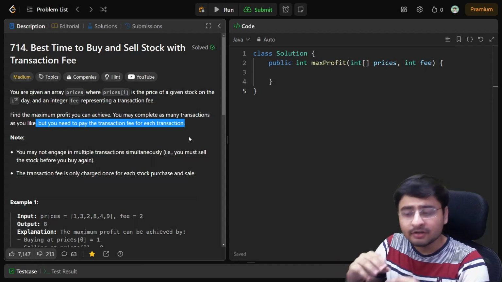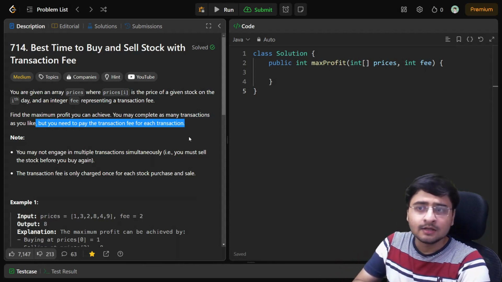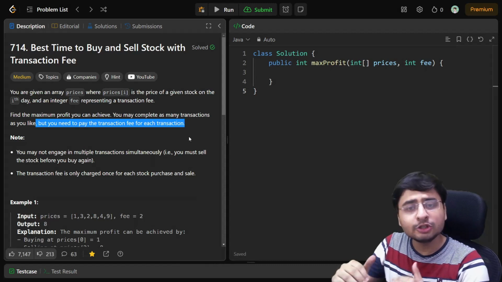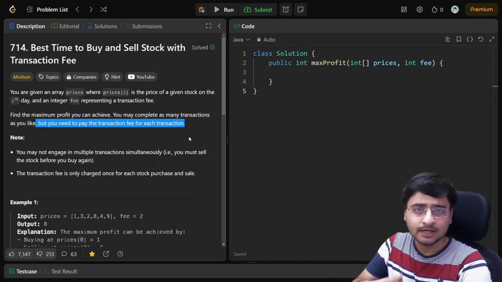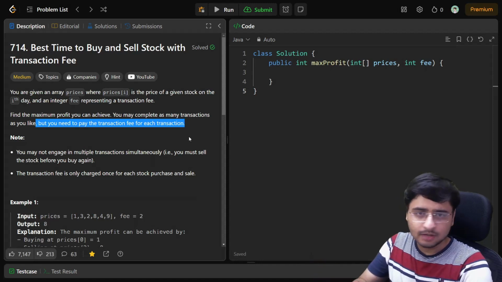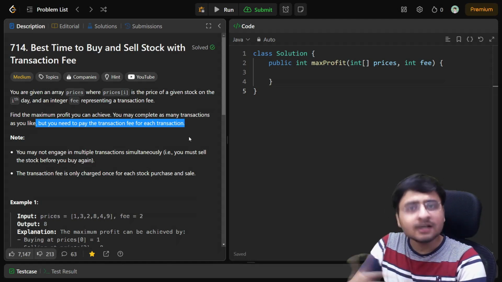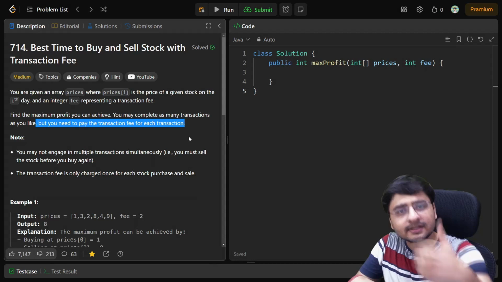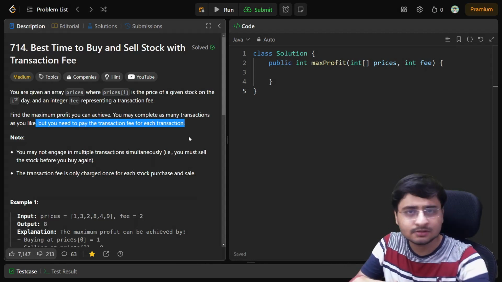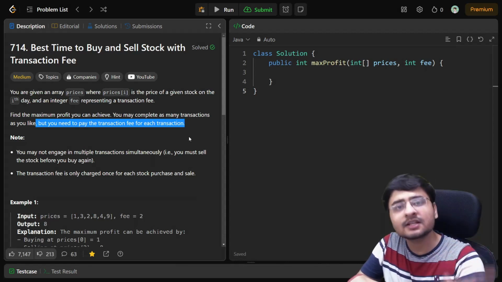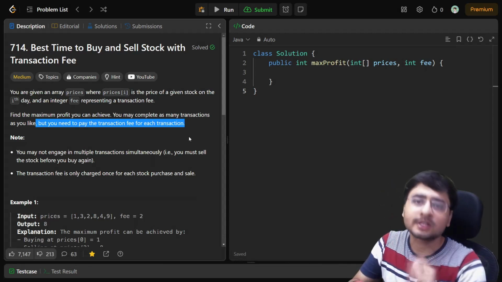Whenever you are doing a transaction, of course you're going to gain the profit associated with that day's price, but you'll also need to pay some amount of transaction fee. So out of the overall profit you'll have to reduce the transaction fee. By completing a transaction, we definitely mean first buying and then selling. A transaction is not a single step. You buy and then sell. This is one transaction, and once the transaction is completed, you need to pay a fee for that transaction.